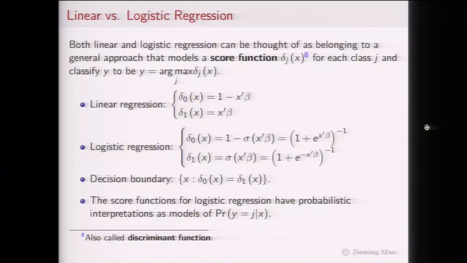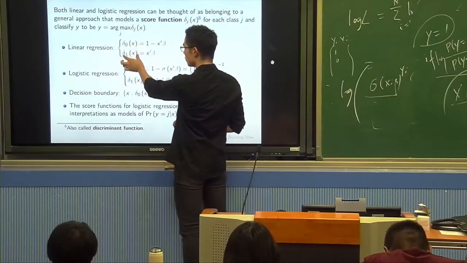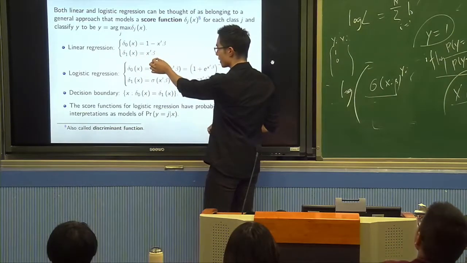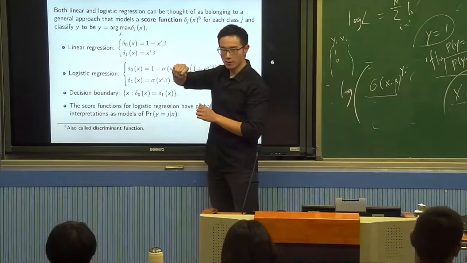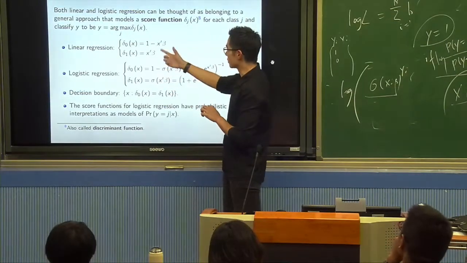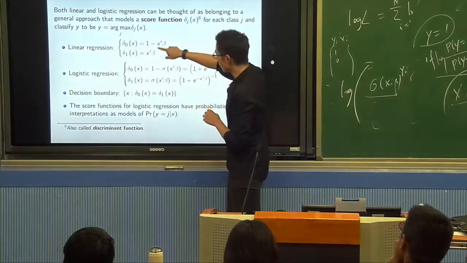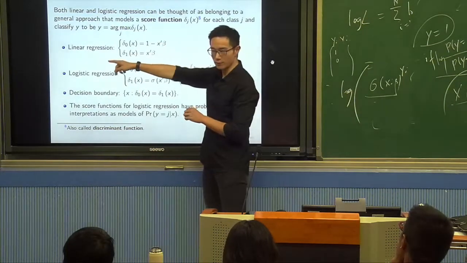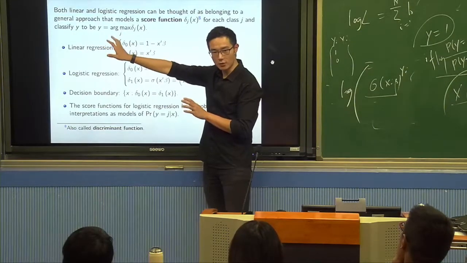So for linear regression, what we do is we estimate two functions. One is x prime beta, the other is 1 minus x prime beta. These are the two score functions. And the approach is I'm going to estimate them and then pick which one is larger. If this one is larger than that one, I'm going to say y equal to 1. If this is larger than this, then I'm going to say y equal to 0. That's the linear regression approach.